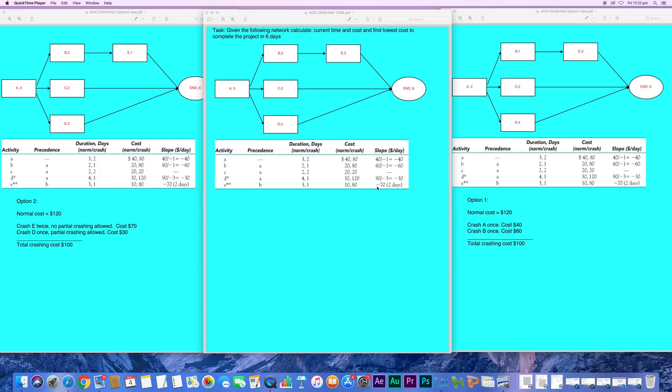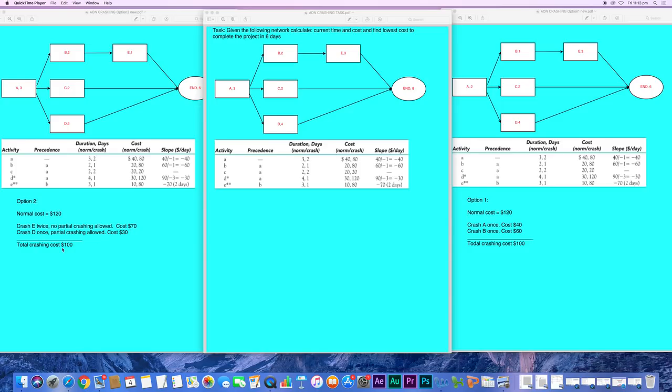However, let's check our critical paths. So that's 3 plus 2 is 5 plus 1 is 6. That's fine. 3 and 2 is 5. That's fine. 3 and 4, 7. Oops. Okay, this is still longer than 6 that we require here in our task. So we have to reduce either one of them. To crash E, it's $40. To crash D, it's $30. Okay, so it's cheaper to crash activity D. Go for D. So that's $30.